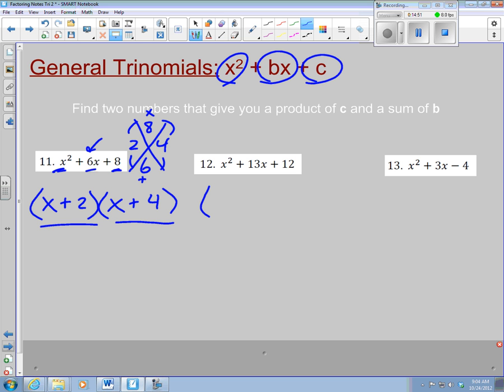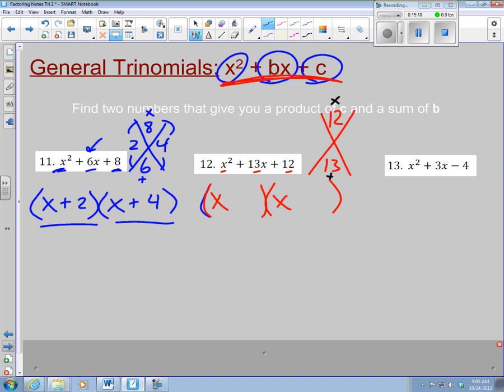So, same thing here. It's got an x squared, an x term, and a constant, so it's a general trinomial. X and x. X times x would give me the x squared. Now, what would you multiply to get 12, but add to get 13? Multiply to get 12, but add to get 13.